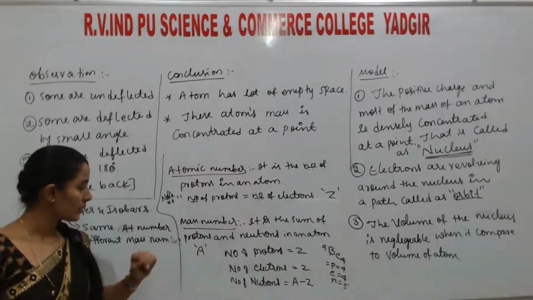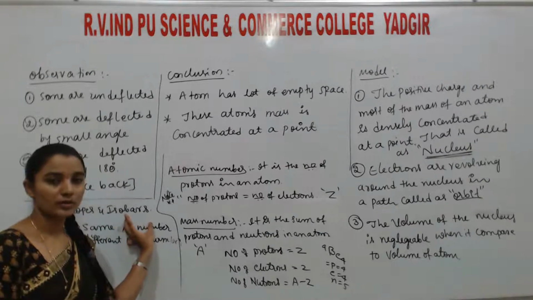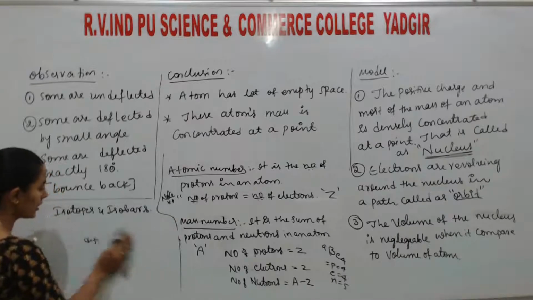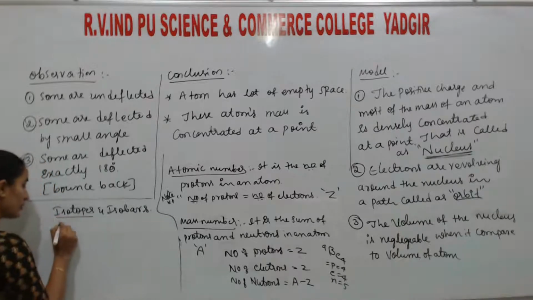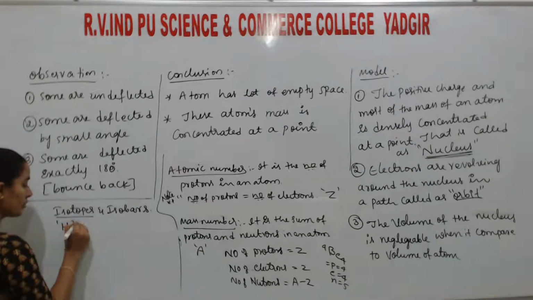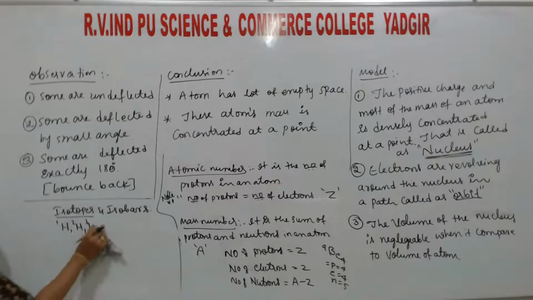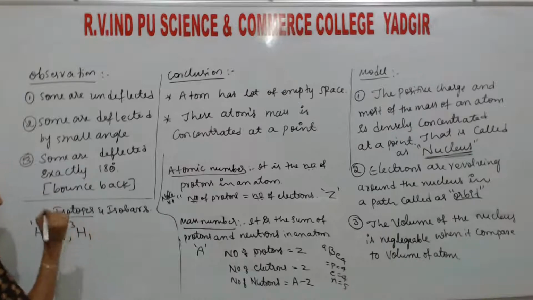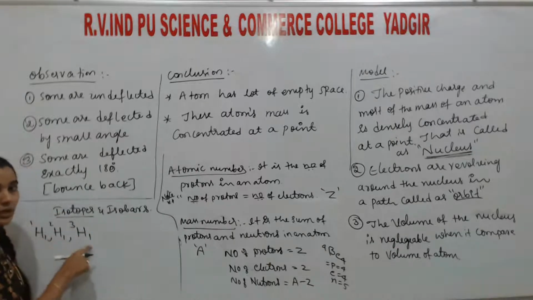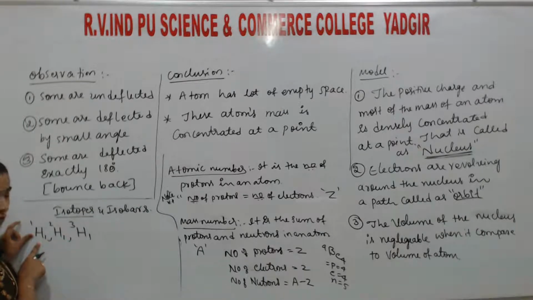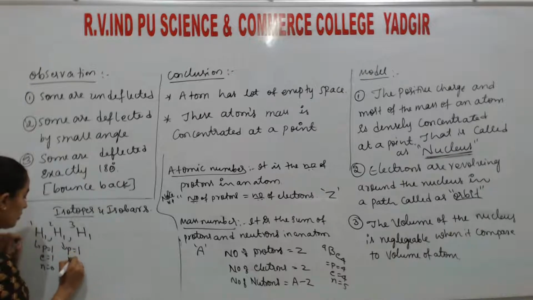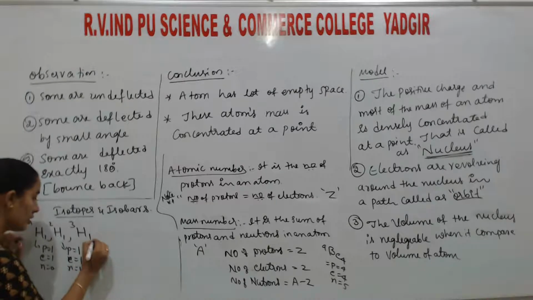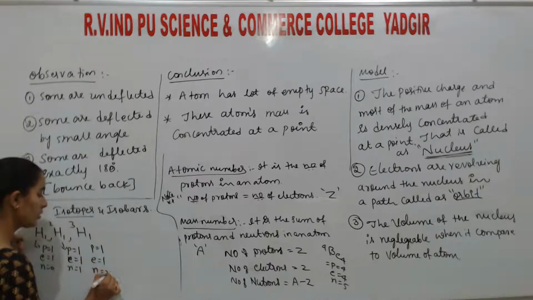From the atomic number and the mass number, we can explain isotopes and isobars. So students, I will write an example here that you can easily understand. For isotopes, the examples are H 1 1, H 1 2, H 1 3. These are protium, deuterium, tritium. In protium, there is no neutron. Here, proton is 1, electron is 1, neutron is 0, 1 minus 1 is 0. In this, proton is 1, electron is 1, neutron is 1. Here, proton is 1, electron is 1, neutron is 2.